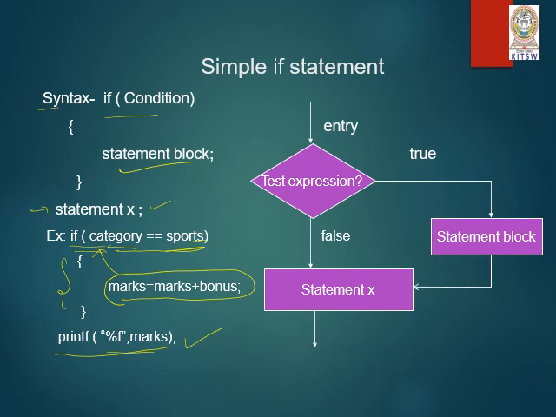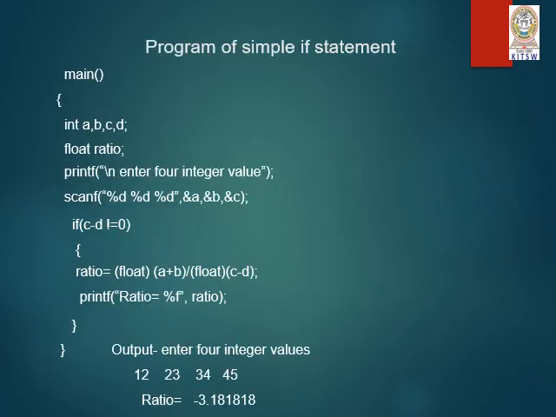So this is a flowchart. If the test expression is true, it goes to one statement block. If it is false, it goes to another statement block. And this is an example.